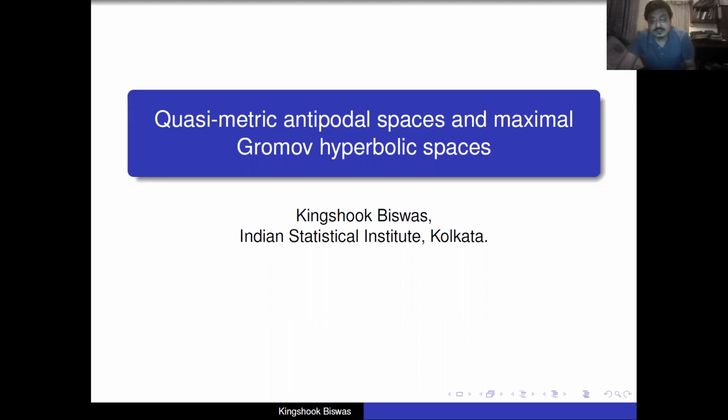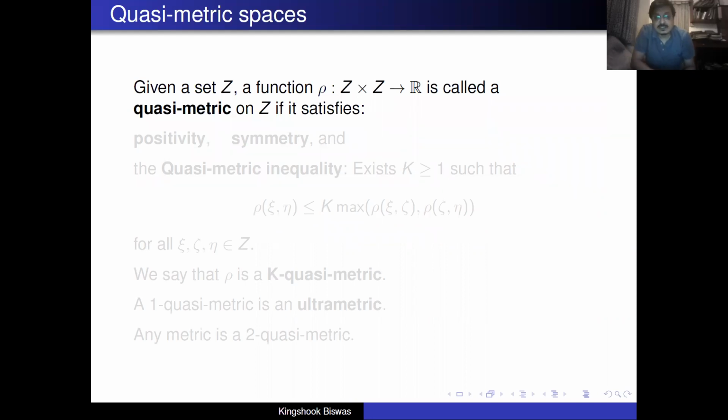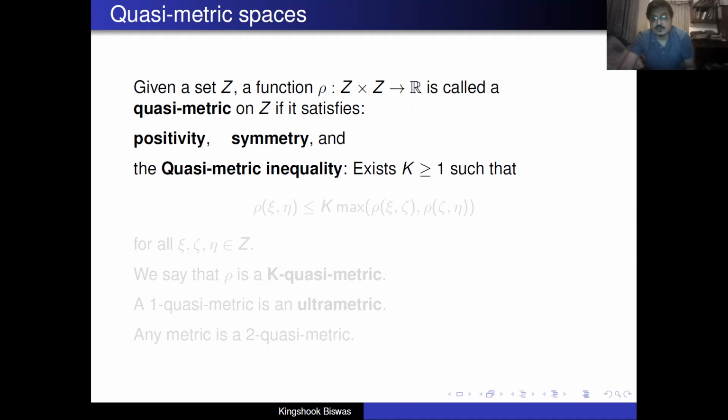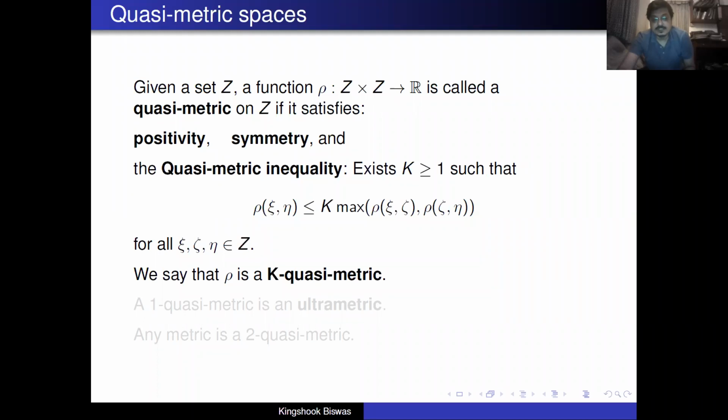So let me start. Let me recall the definition of a quasi-metric. Given a set Z, a function rho on Z cross Z is called a quasi-metric if, like a metric, it satisfies a positivity axiom, a symmetry axiom, and instead of the triangle inequality, it satisfies what we could call the quasi-metric inequality. So there exists a constant k greater than or equal to 1, such that rho of xi eta is less than or equal to k times the maximum of rho xi zeta and rho zeta eta for every triple of points xi, zeta, eta in Z. Then we say that rho is a k quasi-metric. A one quasi-metric is called an ultrametric, and any metric is a two quasi-metric.